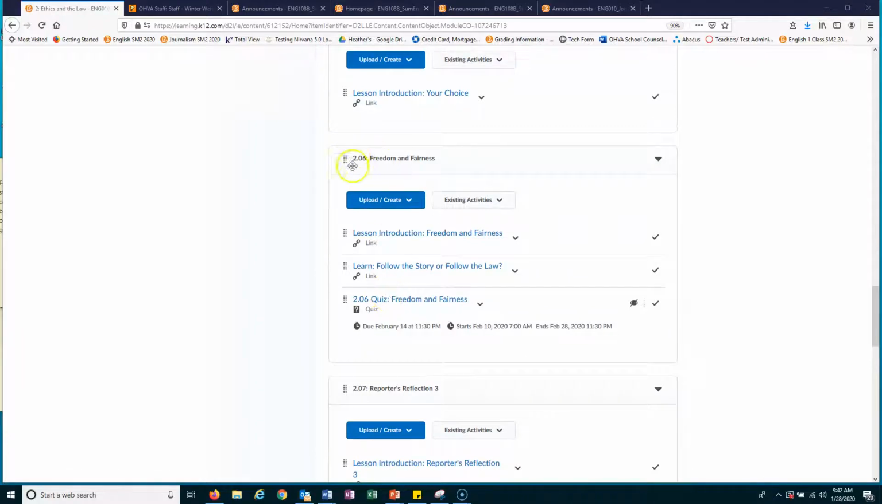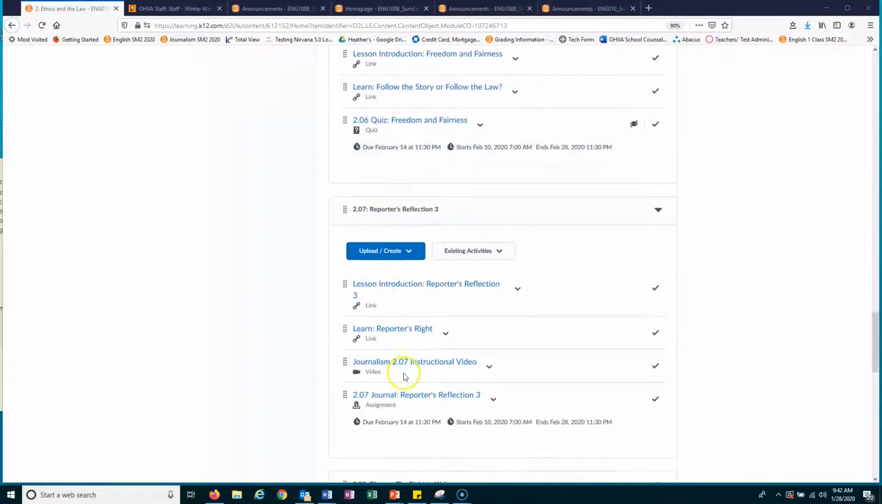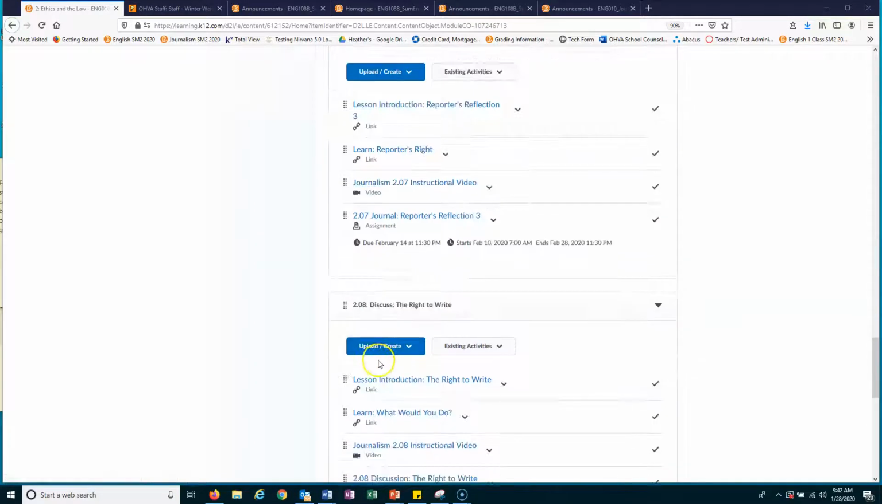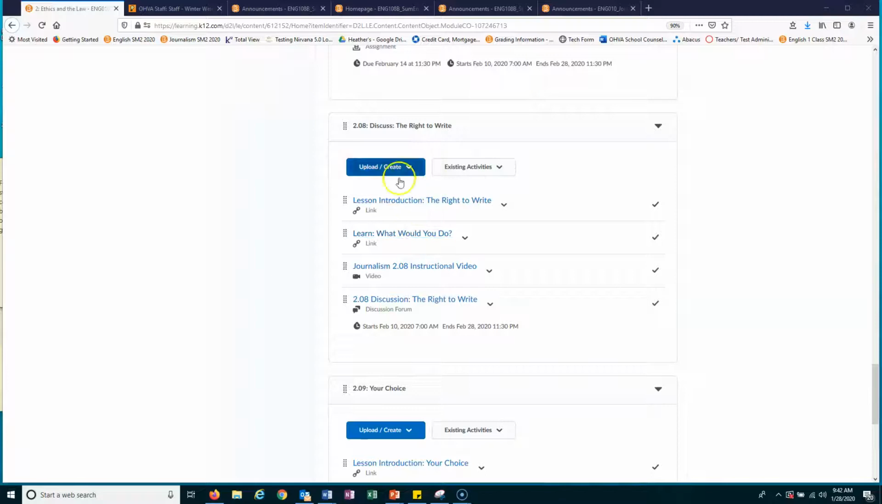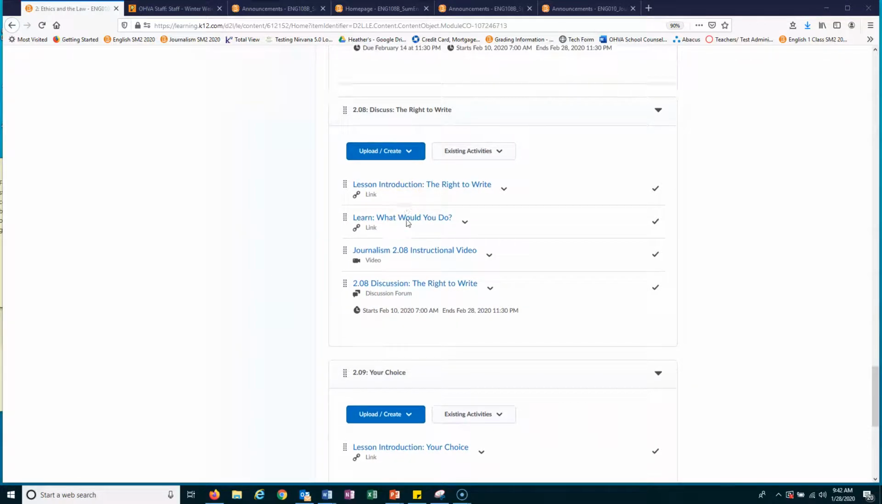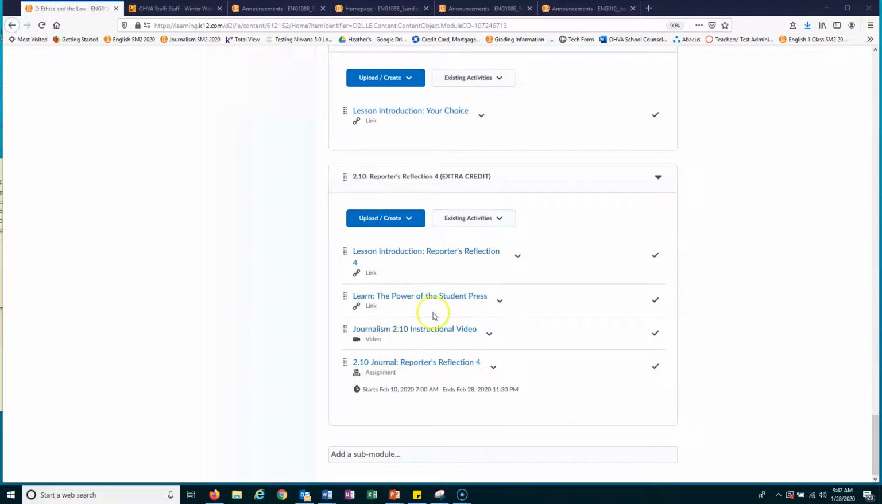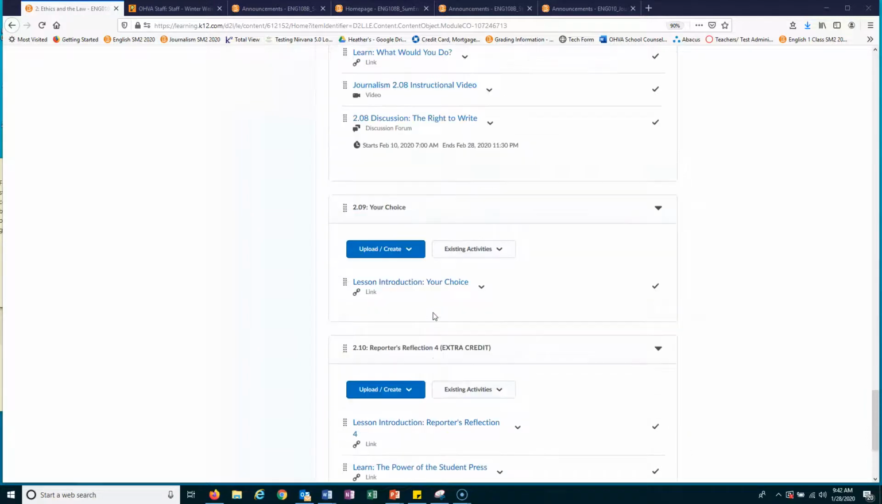Another quiz is in 2.06. This is where we'll start in Unit 2, Week 4, and then you have another reporter's reflection for 7, and then a discussion board assignment, and then you have an extra credit opportunity down here if you would choose to do so.